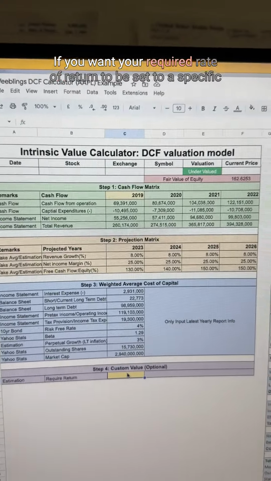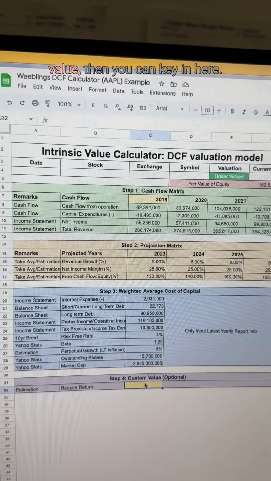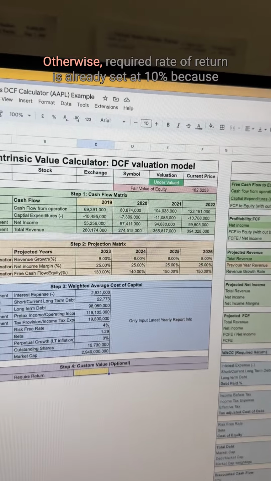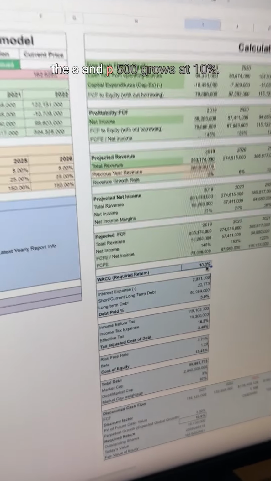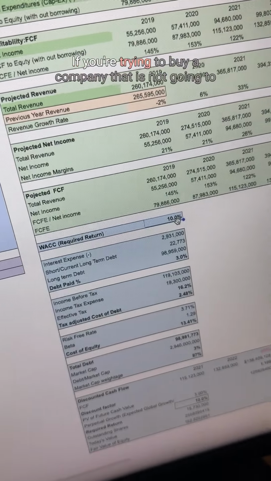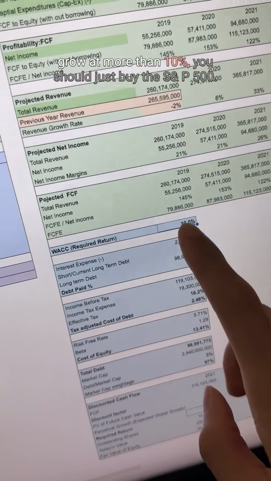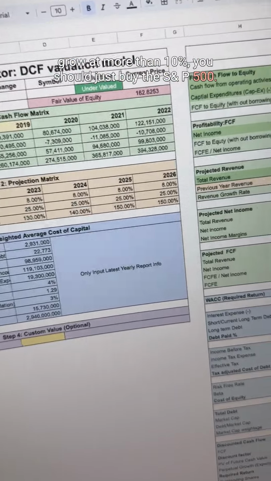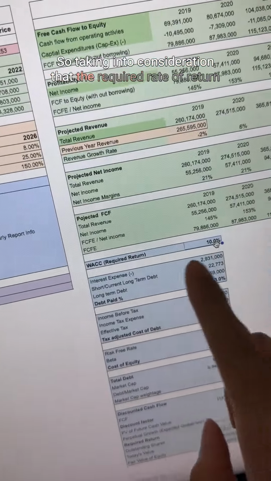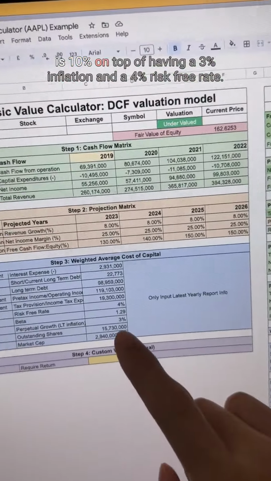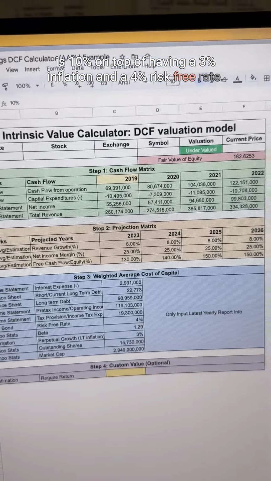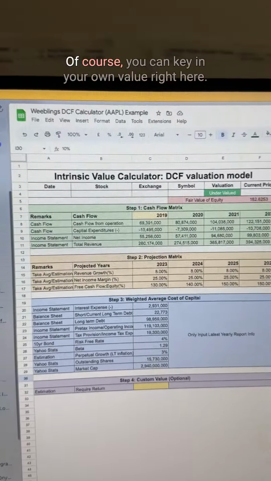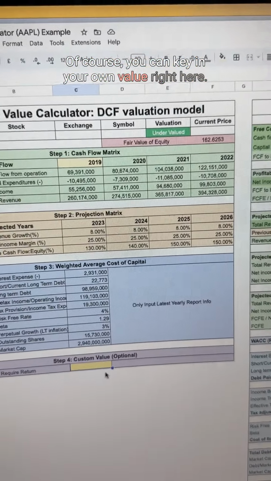Now, this is a custom value. If you want your required rate of return to be set to a specific value, then you can key it in here. Otherwise, the required rate of return is already set at 10% because the S&P 500 grows at 10%. If you're trying to buy a company that is not going to grow at more than 10%, you should just buy the S&P 500. So taking into consideration that the required rate of return is 10%, on top of a 3% inflation and a 4% risk-free rate, that's how it's going to be calculated. Of course, you can key in your own value right here.